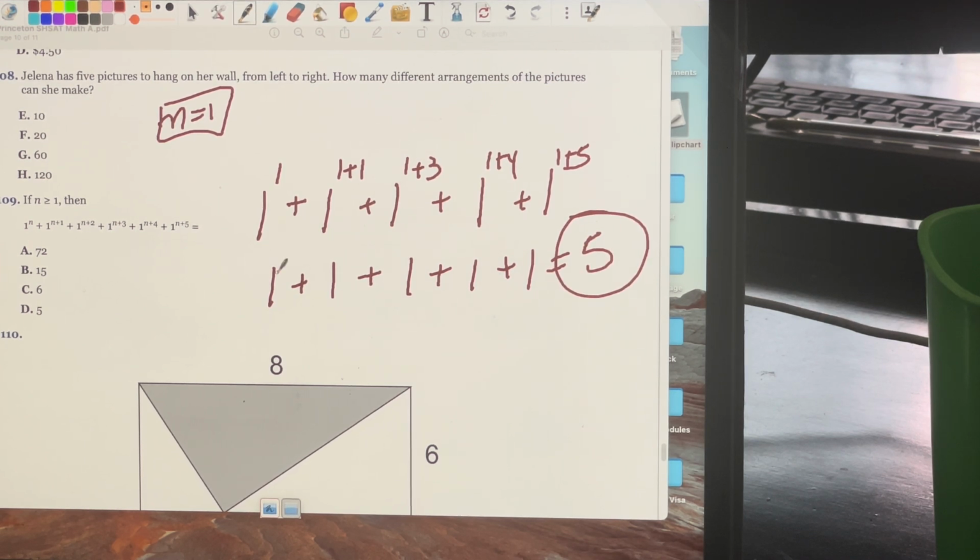Okay. And it didn't matter what you picked for n. Okay.